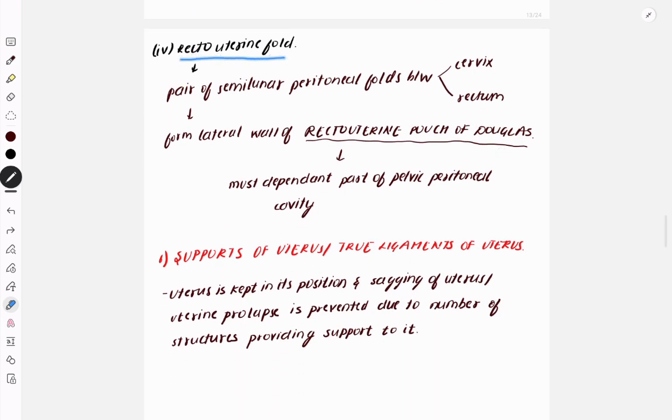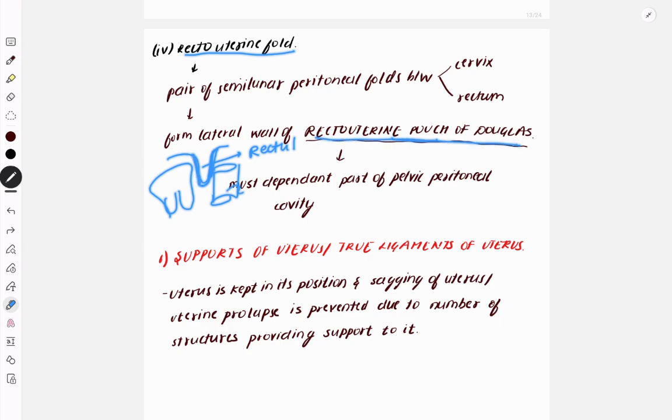The fourth false ligament is the rectouterine fold. Now there is a pair of semilunar peritoneal folds which is located between the rectum as well as the uterus, one part of it, that is cervix. So between the rectum and the cervix we have the rectouterine fold. Now these rectouterine folds actually form the lateral boundaries of the rectouterine pouch of Douglas. As we already studied, if this was the vagina and if this was the rectum, so in between these two we have the peritoneal pouch, and that pouch is the rectouterine pouch of Douglas. The lateral wall of the rectouterine pouch of Douglas is obviously formed by the rectouterine fold itself.